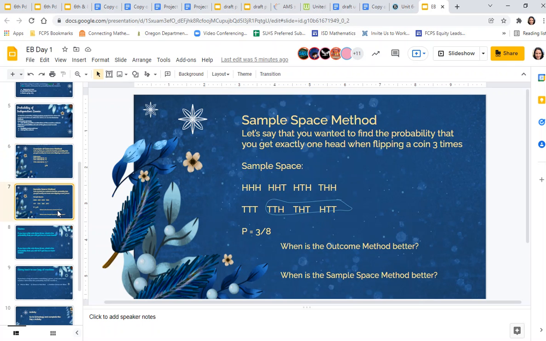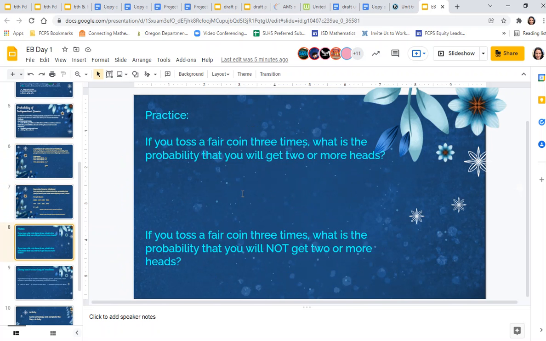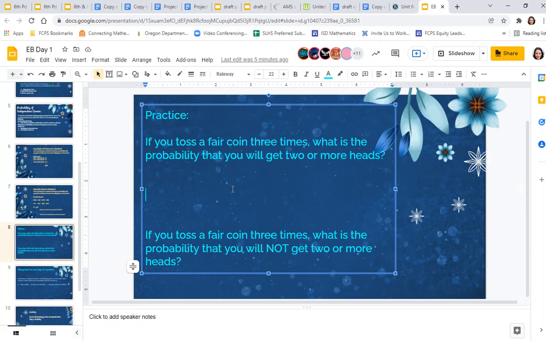All right. So we said for this one, the probability was 4/8, which is 1/2. And then what's the probability you will not get 2 or more heads?